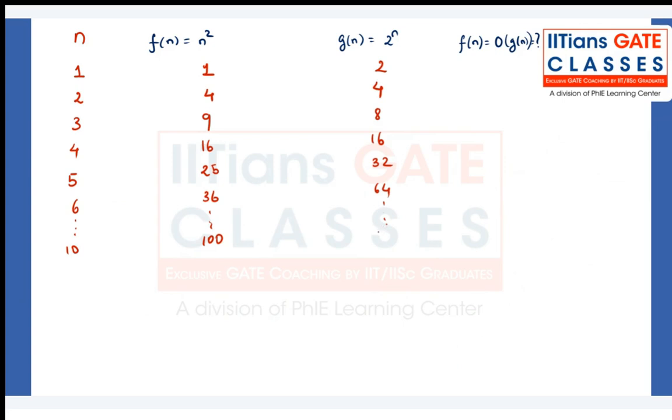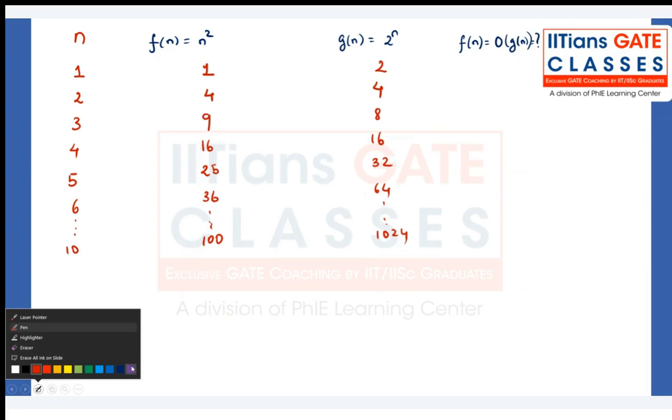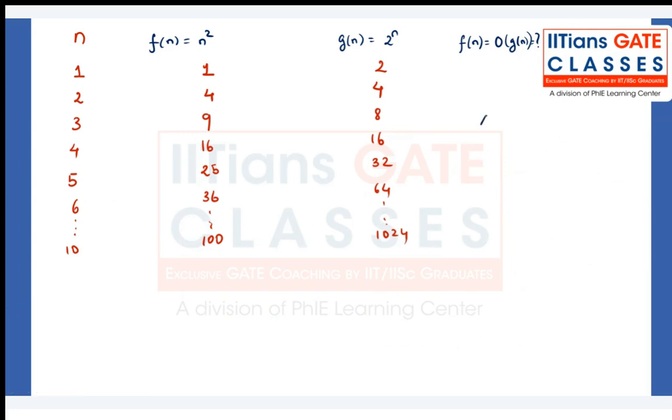2 to the power 10 is 1024. Can you see this? Slowly, g of n has started increasing rapidly compared to f of n. Exactly, g of n is growing much faster. So if I try to draw a graph for these two particular functions, let's say this is my f of n. I'm just drawing a rough graph. We started with the value 1.